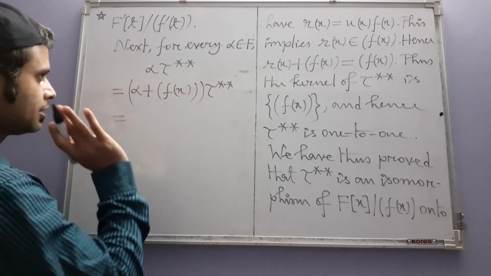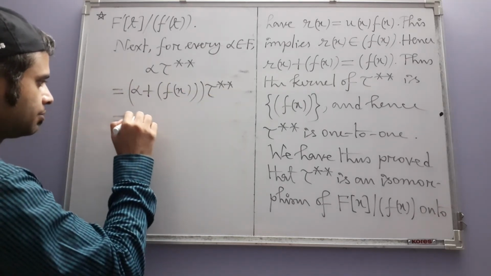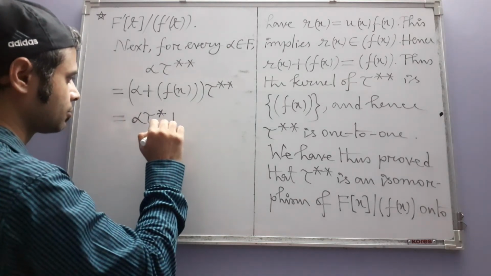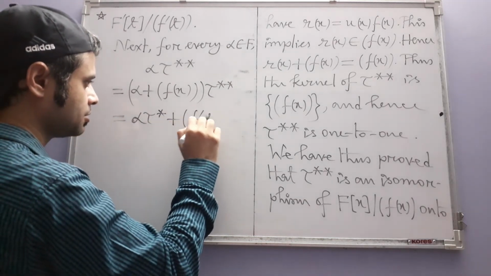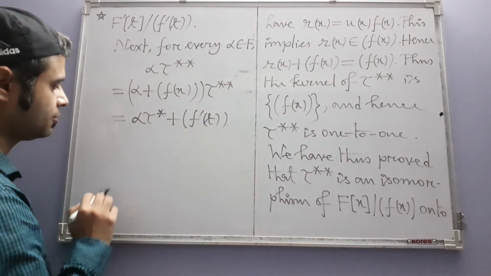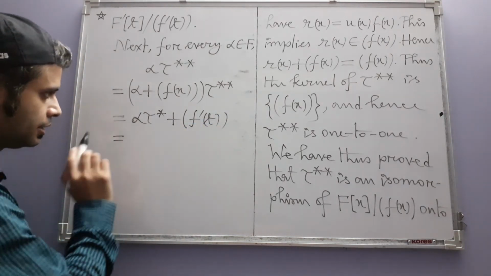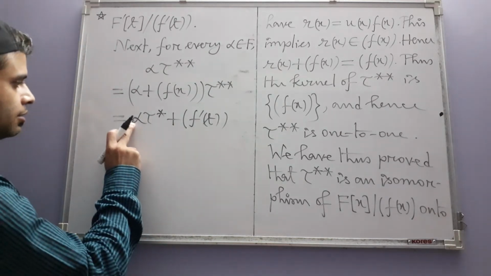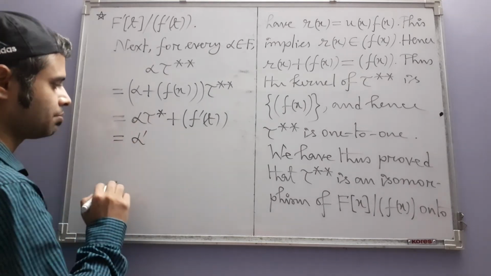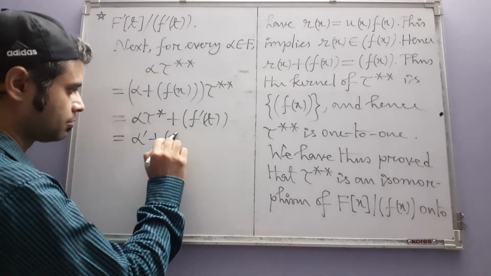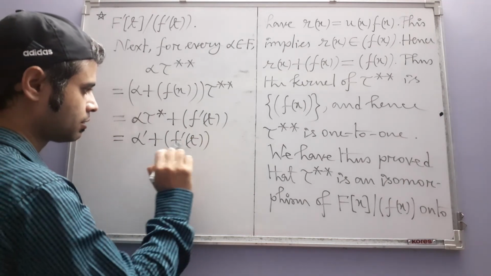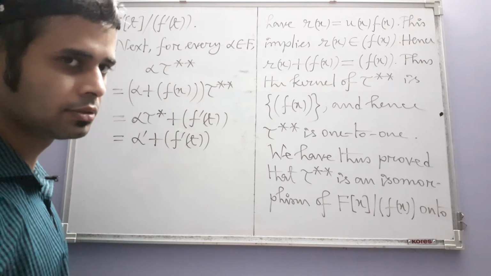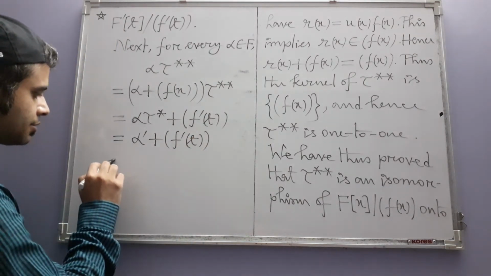Anyway, so applying the definition of tau double star, now what do we get? The image of alpha on tau star plus the principal ideal generated by f prime t. And here we are going to use lemma 5.3.3 because we already have seen that this thing gives us alpha prime. So if you want, beside this step you can write by lemma 5.3.3. I am of course not writing it, I don't have space here.